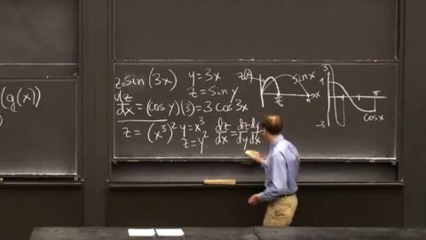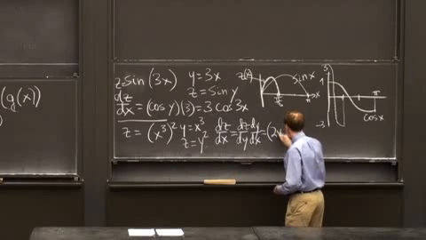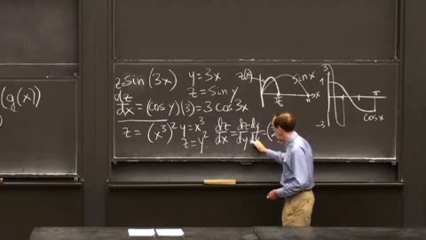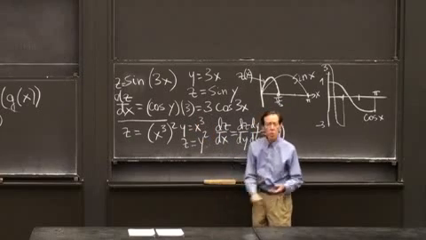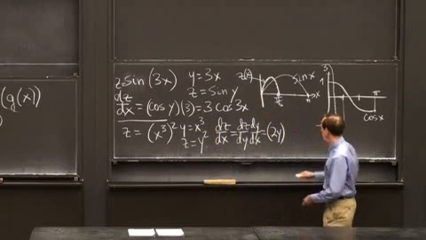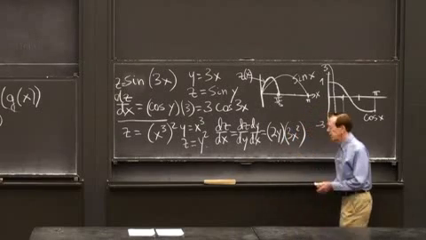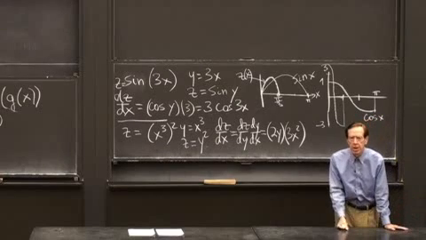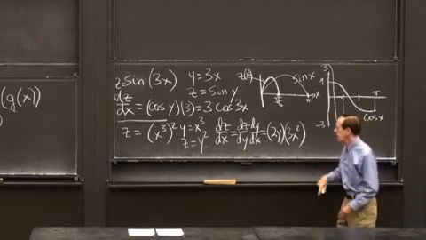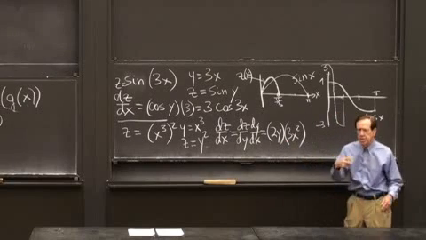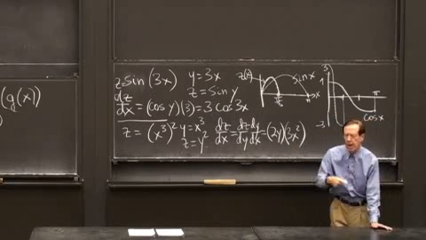So what's dz dy? z is y squared. So this is 2y, that factor. What's dy dx? y is x cubed. We know the derivative of x cubed. It's 3x squared. There's the answer, but it's not final, because I've got a y here that doesn't belong. I've got to get it back to x.